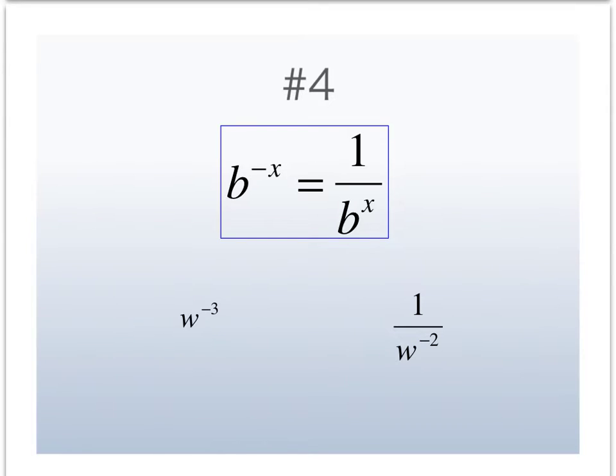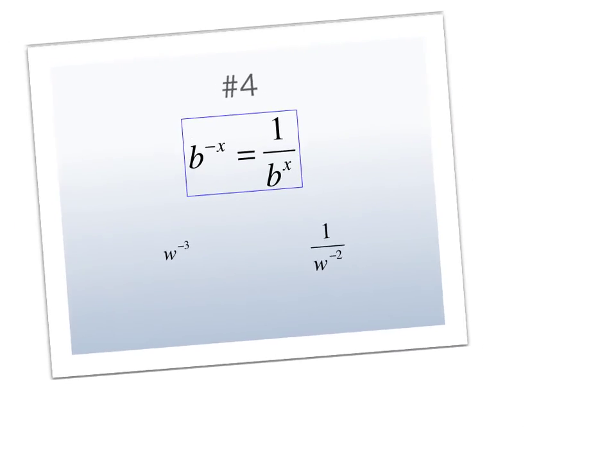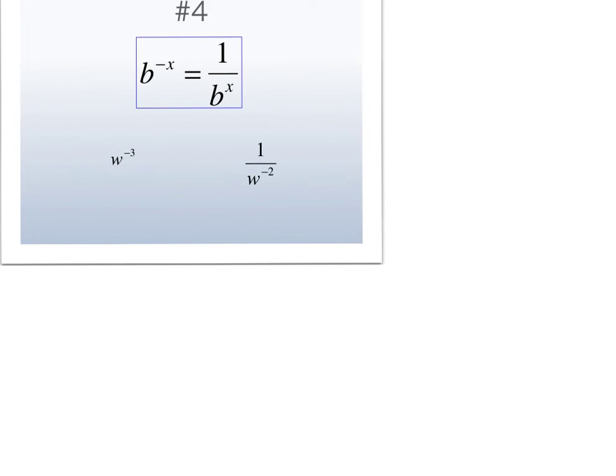Negative exponents can be a little bit tricky. So rule number 4 tells us that b to the negative x is the same thing as 1 over b to the x. So if we use that rule, think about this first example, w to the negative third. If I take w to the negative third, based on our rule, that's telling me that that's 1 over w to the third.